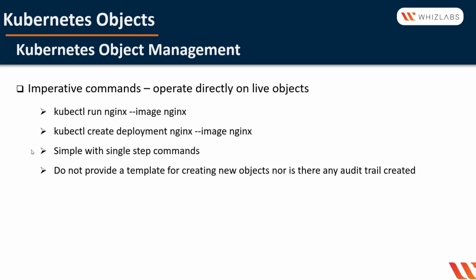Examples are as follows: kubectl run nginx using the latest image of nginx, and kubectl create deployment named as nginx and again using the latest nginx image. Both of these commands do the same action, which is to run an instance of the nginx container under a deployment object. Commands are simple, easy to learn, and require only a single step to make changes to the cluster.